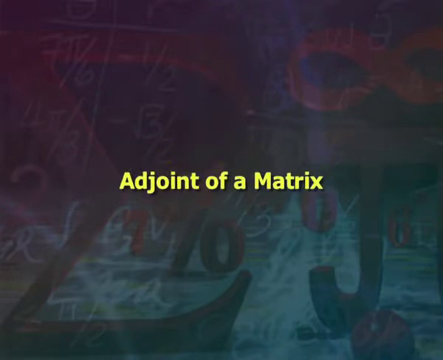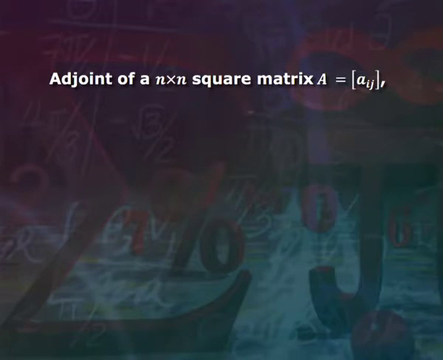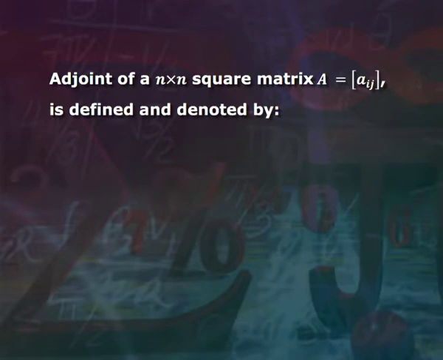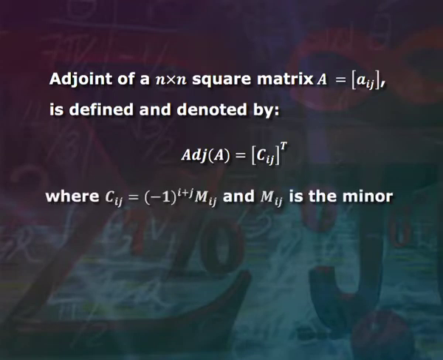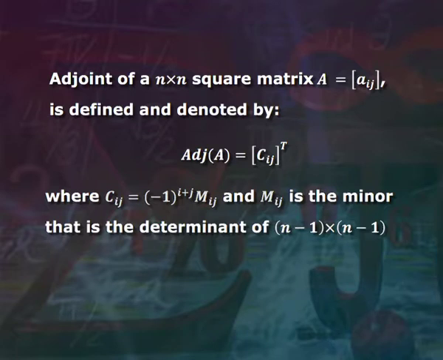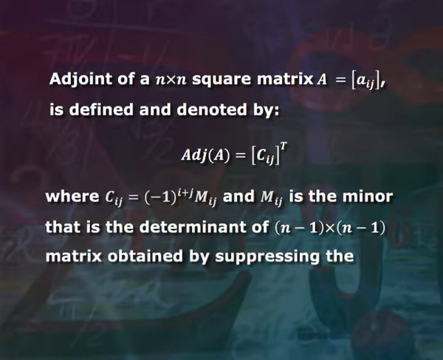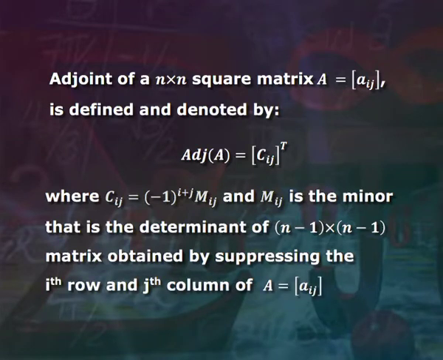Adjoint of a matrix. Adjoint of an n by n square matrix A equal to a_ij is defined and denoted by adjoint A equal to C_ij transpose, where C_ij is equal to minus 1 to the power i plus j multiplied by M_ij, and M_ij is the minor, that is the determinant of the n minus 1 by n minus 1 matrix obtained by suppressing the ith row and jth column of A equal to a_ij.